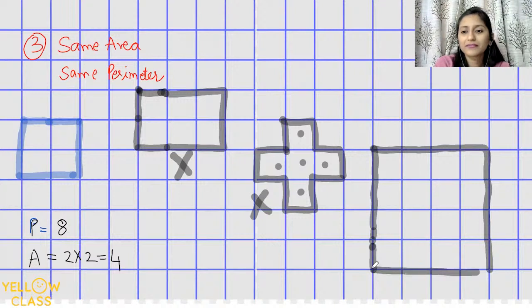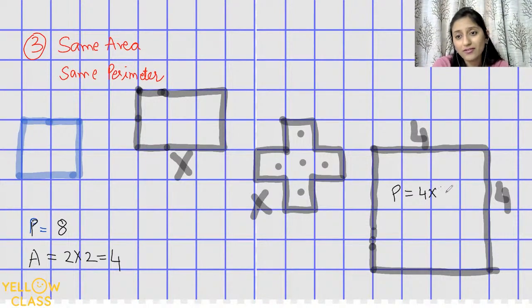What about this? This is 4. And this is also 4. So what is its perimeter? Perimeter is 4 times 4, and area is also 4 times 4. Yes. So a square with the side 4, we got that. The same area and the same perimeter.